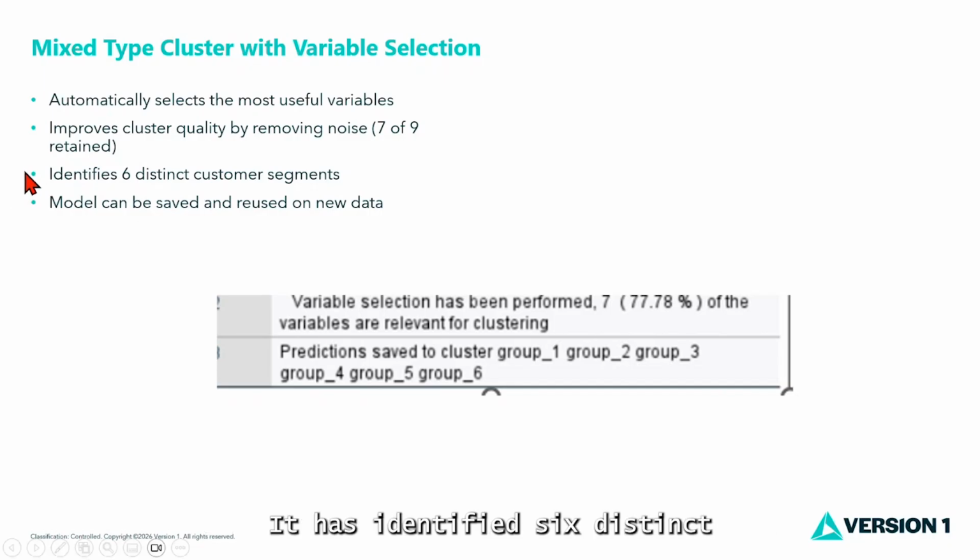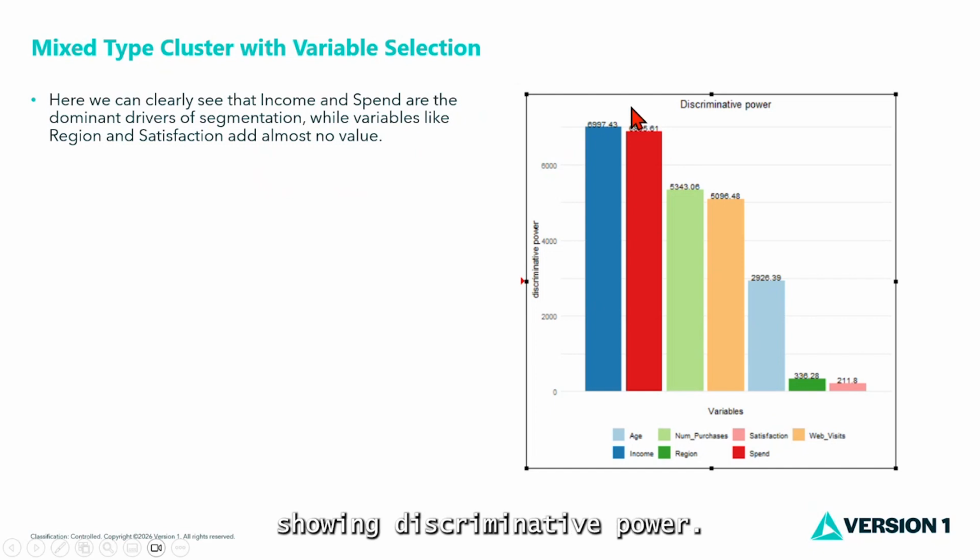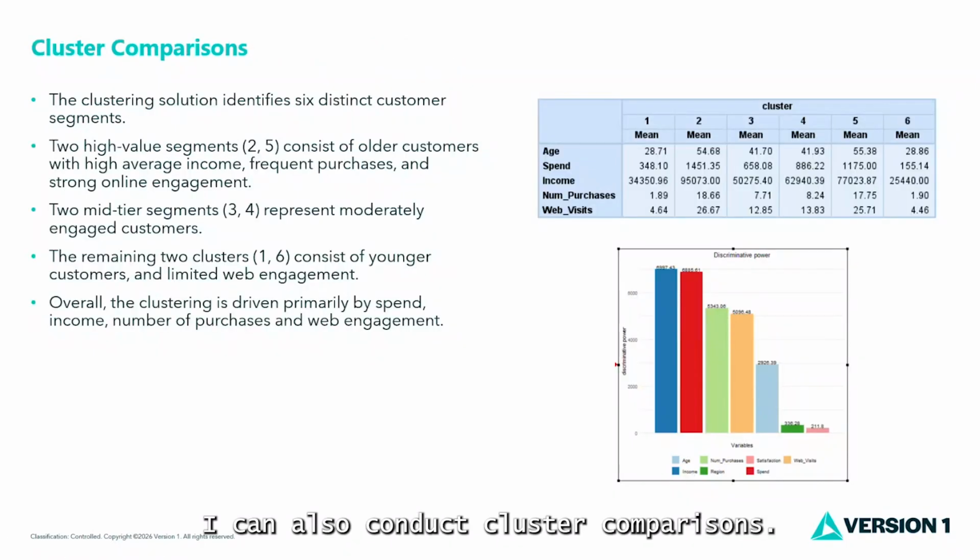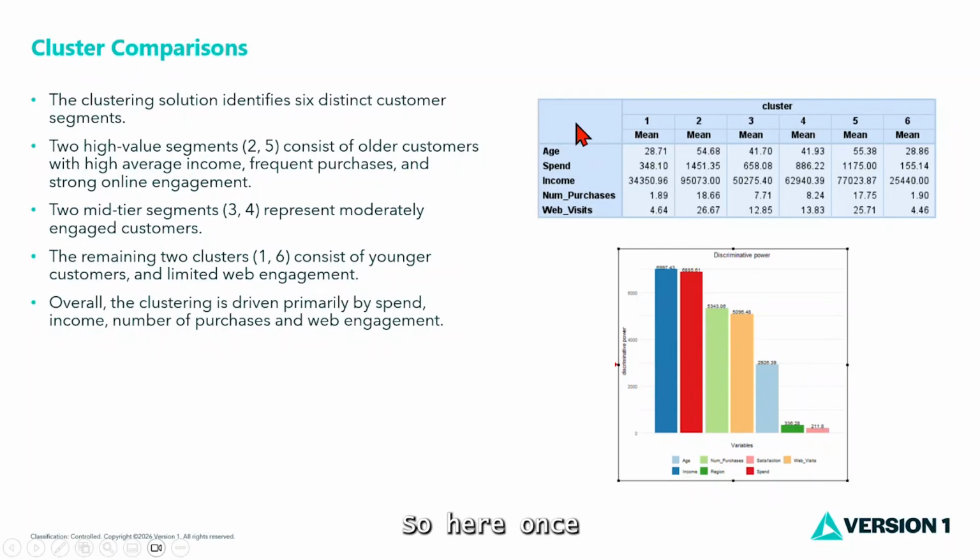It has identified 6 distinct clusters or customer segments. Also, the model can be saved and reused on new data. So here we have output showing discriminative power. And what we see is that income and spend are the dominant drivers of segmentation, while variables like region and satisfaction add almost no value. I can also conduct cluster comparisons. So here, once I have my cluster variable in my data set, I'm looking at the cluster by age, spend, income, number of purchases, and web visits.